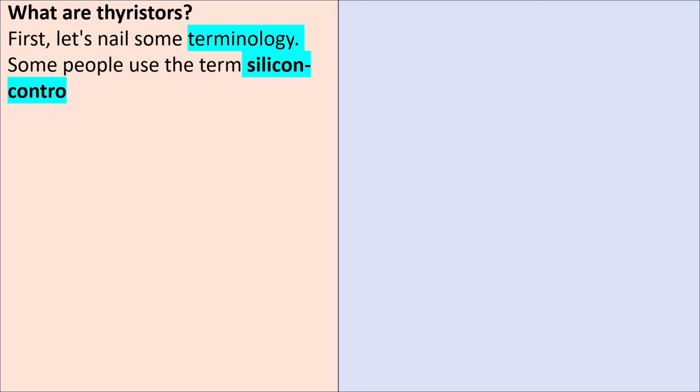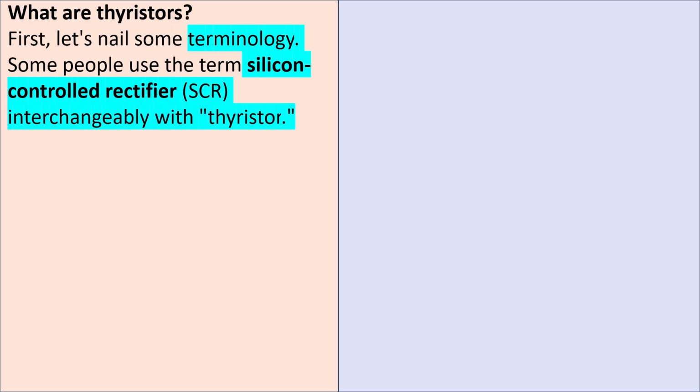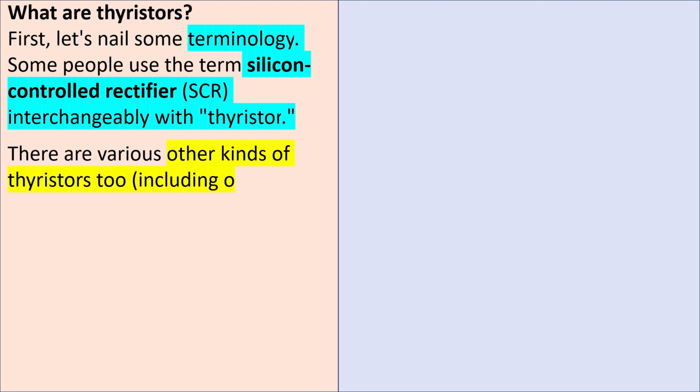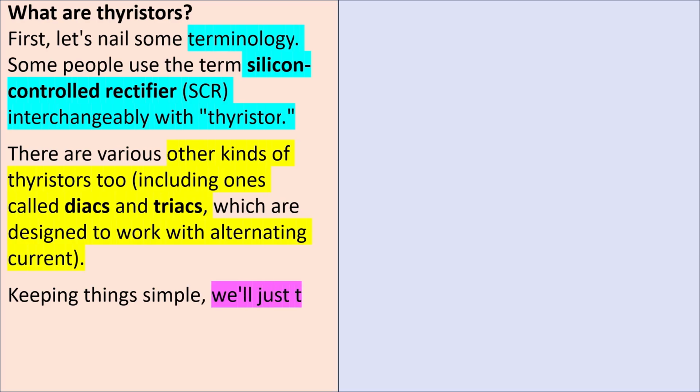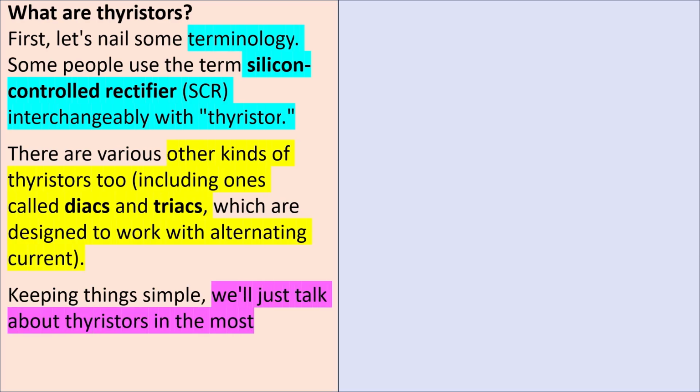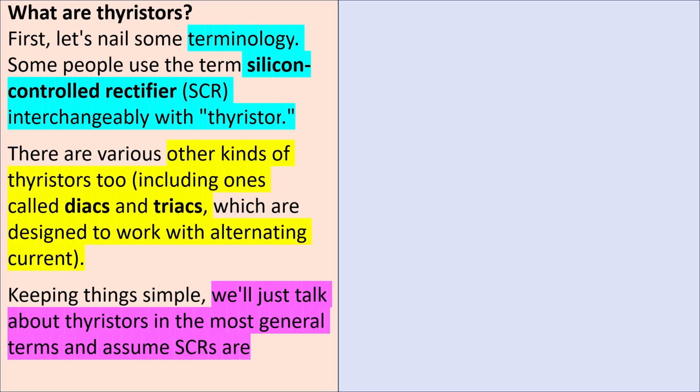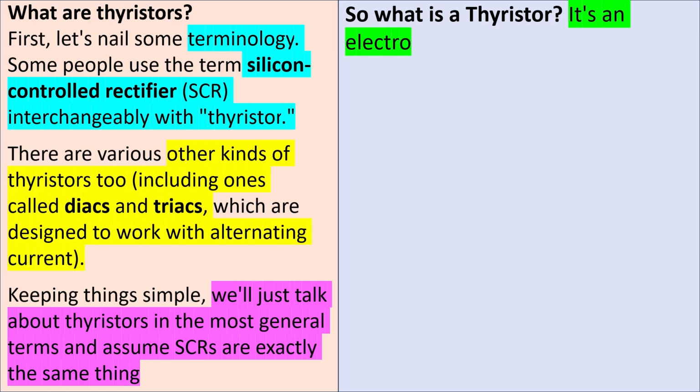What are thyristors? First, let's nail some terminology. Some people use the term silicon controlled rectifier, SCR, interchangeably with thyristor. There are various other kinds of thyristors too, including ones called Diacs and Triacs, which are designed to work with alternating current. Keeping things simple, we'll just talk about thyristors in the most general terms and assume SCRs are exactly the same thing.